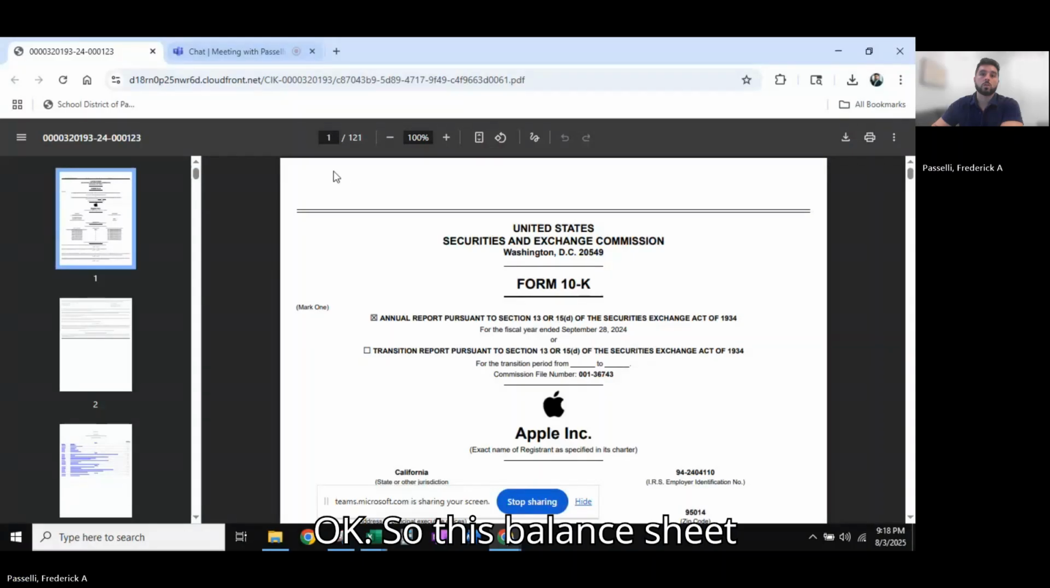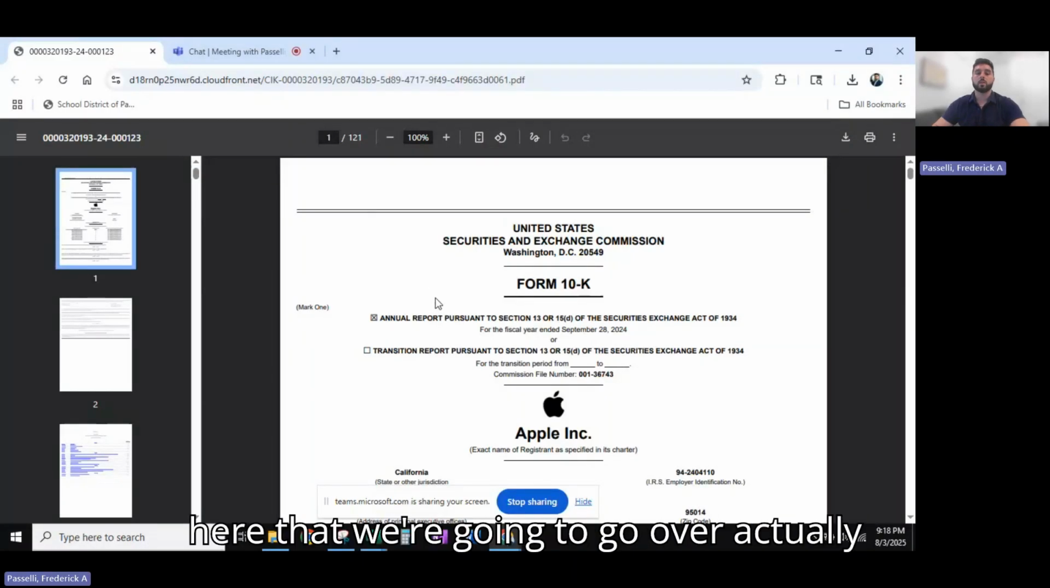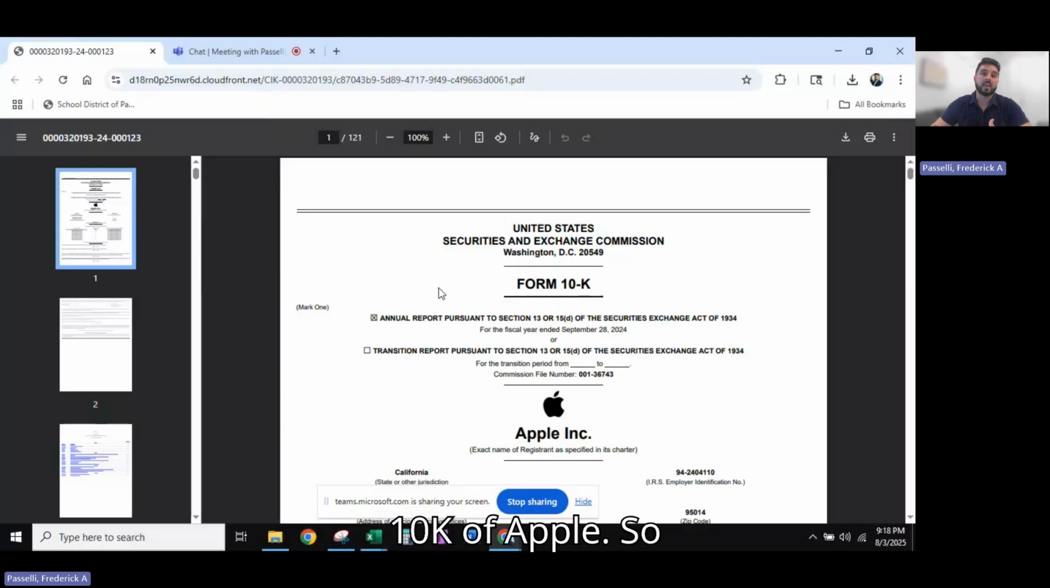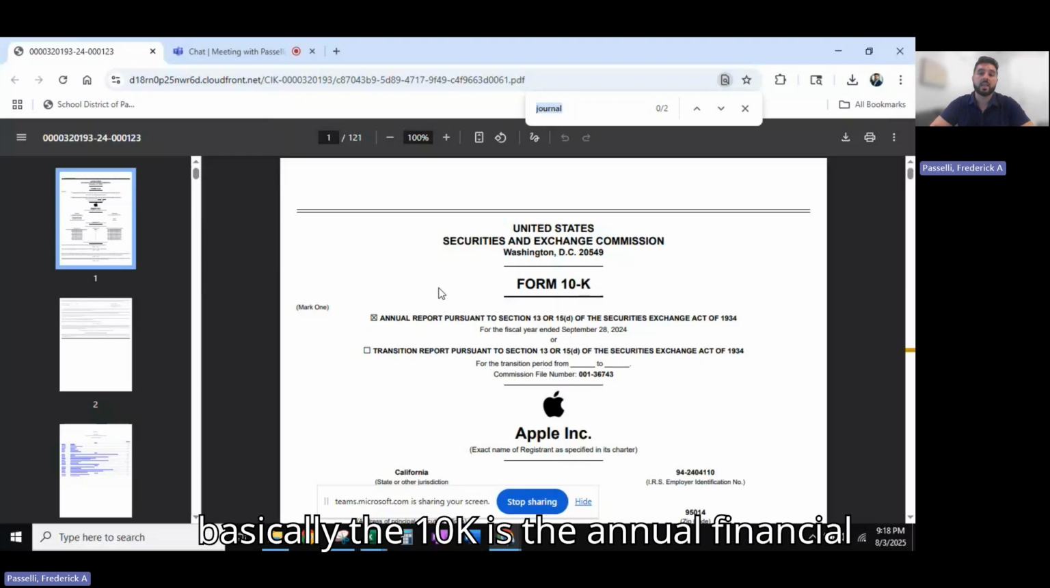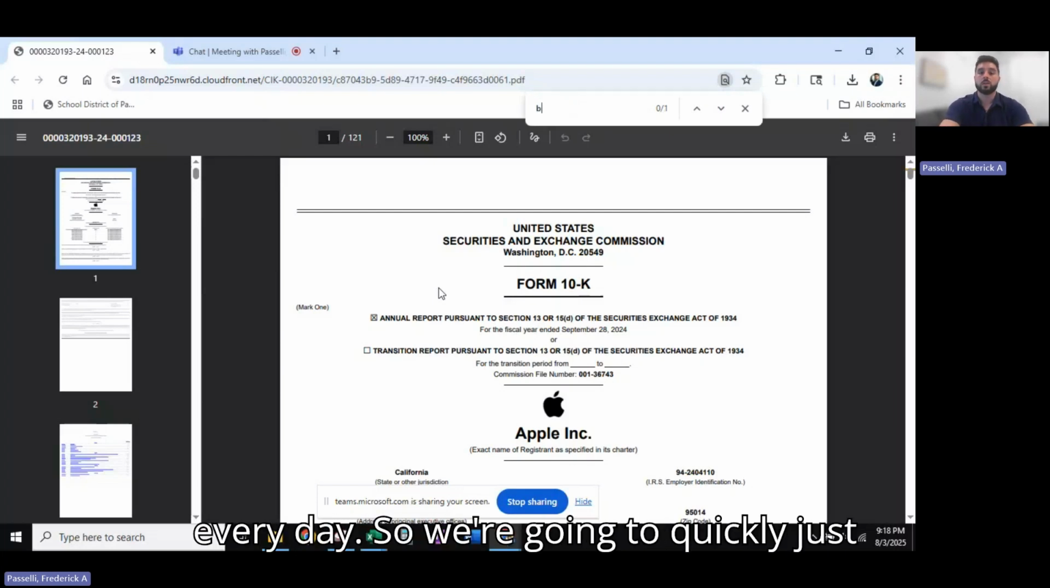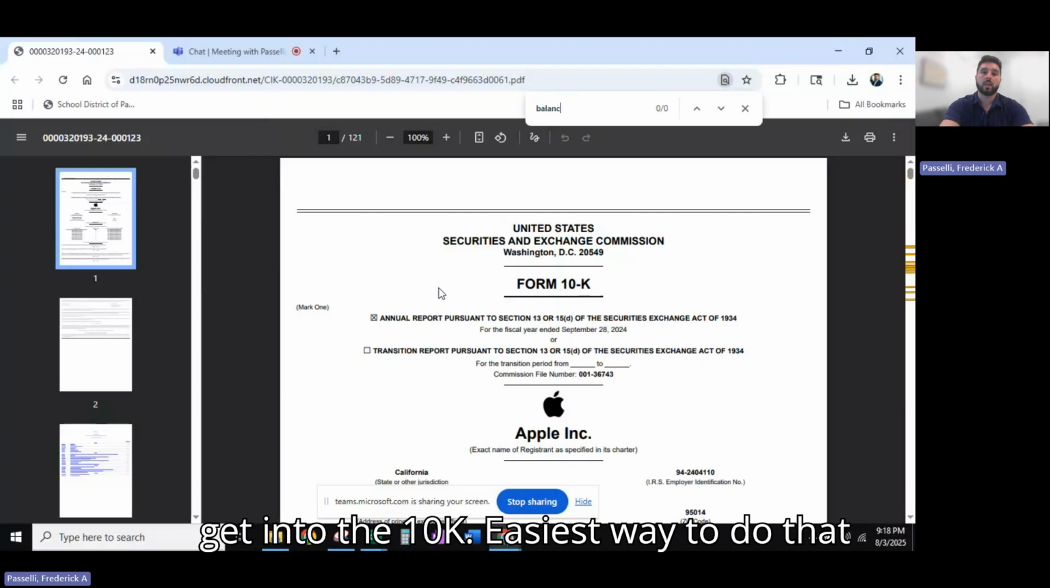Okay, so this balance sheet here that we're going to go over, actually first, before we go into that, this is the 10K of Apple. So basically the 10K is the annual financial report. Apple is a company that we see every day. So we're going to quickly just get into the 10K.